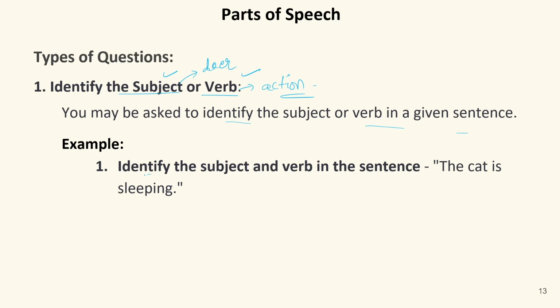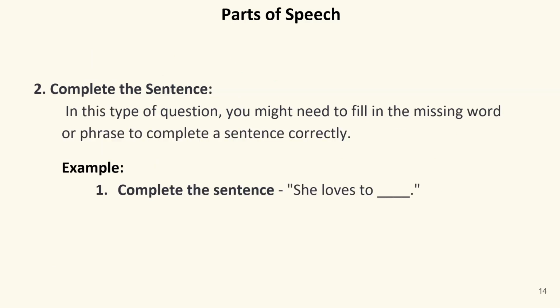Like here, one example is given to you. Identify the subject and verb in the sentence. The cat is sleeping. Now, the action which is going on is sleeping. So this is the verb. This is a helping verb, and the cat is the subject. The cat is the subject because the cat is sleeping. So the cat is the one who is sleeping.